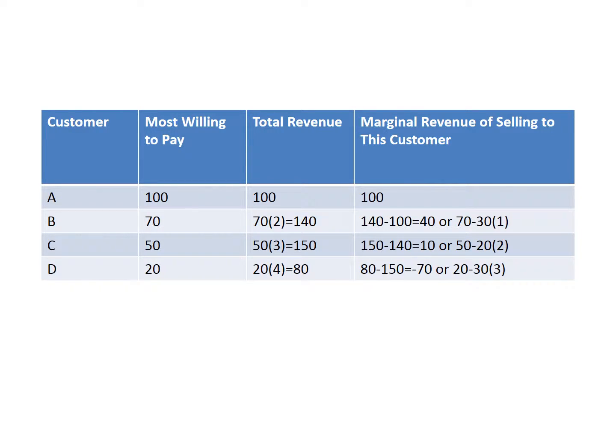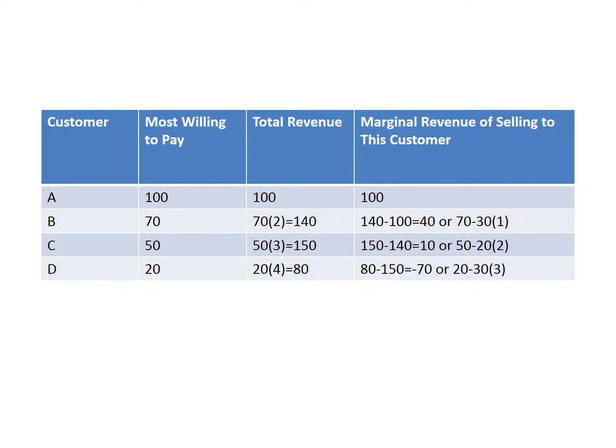So you give the two of us a $20 discount. So you've got to give a total of $40 back. So now you're only getting an extra $10. So even though customer C is paying you $50, the marginal revenue of selling to customer C is only $10.